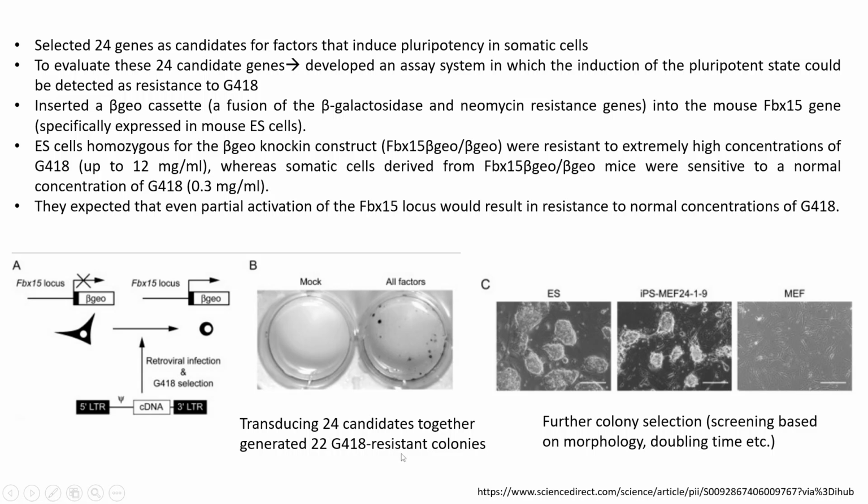So a combination of G418 resistance as well as your screening based on the morphology of the cells and the doubling time of the cells, which they're basically comparing to normal embryonic stem cells. They use that to try and then narrow down further on which of these 24 candidates it is.